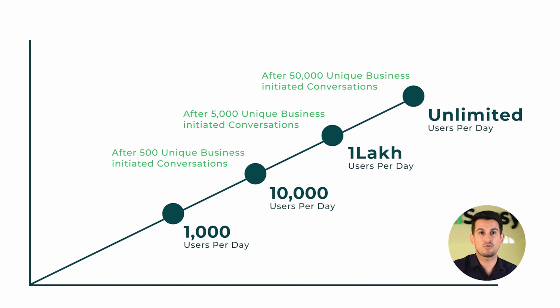Once you broadcast a message to 5,000 users within 7 consecutive days, you go to the limit of 1 lakh users per 24 hours. And next, if you broadcast a message to 50,000 users, you get the unlimited users limit. 50,000 users in 7 days.